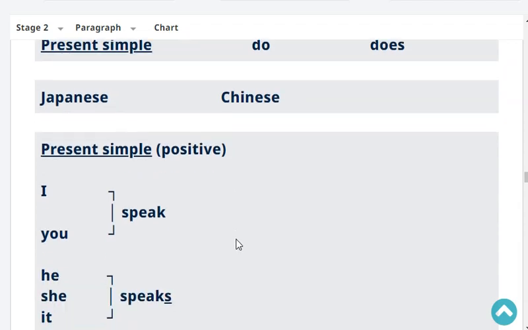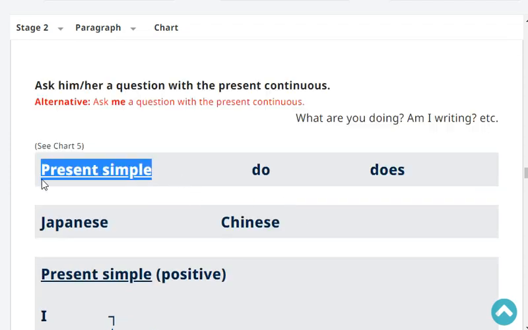Okay. So we're done with present continuous positive, present continuous negative, present continuous question. So continuous, we're doing it now. Okay, now let's talk about present simple.